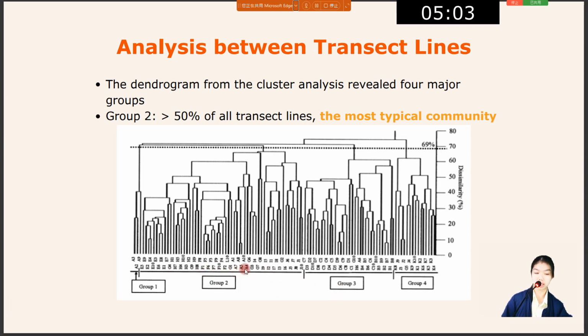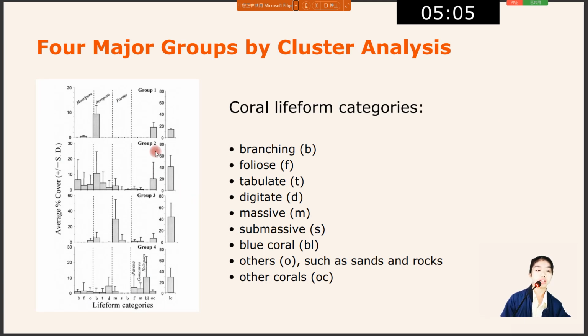So what are the communities about? This is more detail. On the x-axis here, we are able to see the life form categories, for example, Montipora branching, Acropora branching, and so on. On the y-axis, we are able to see the average percent cover. Basically, these are data from the 110 transect lines.